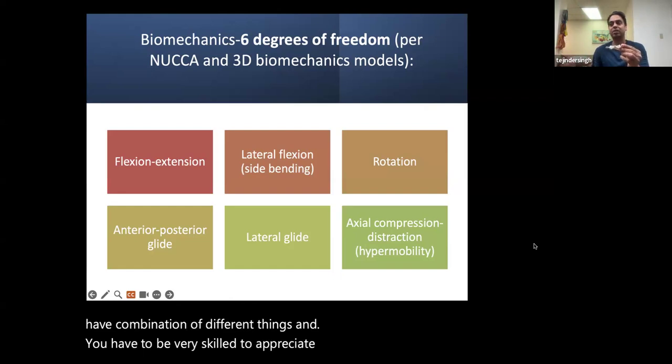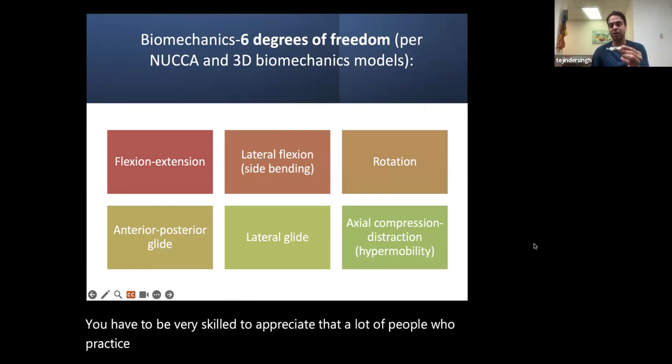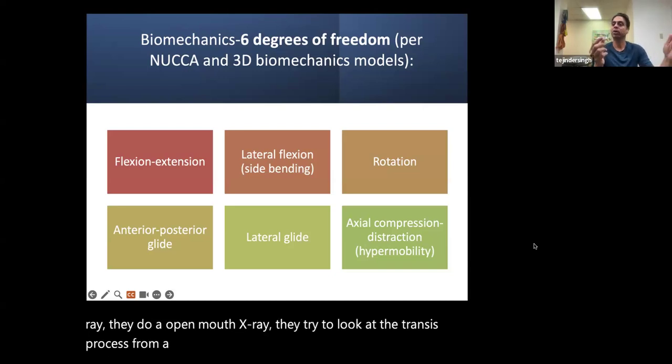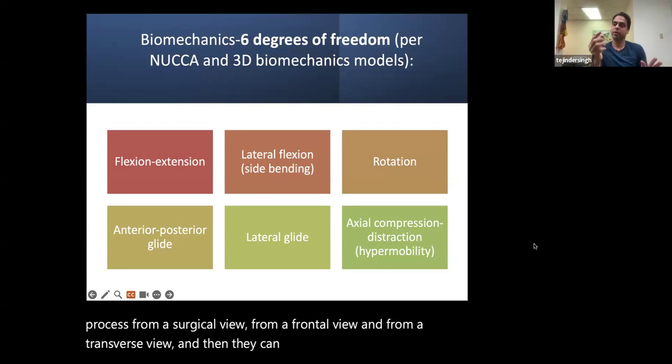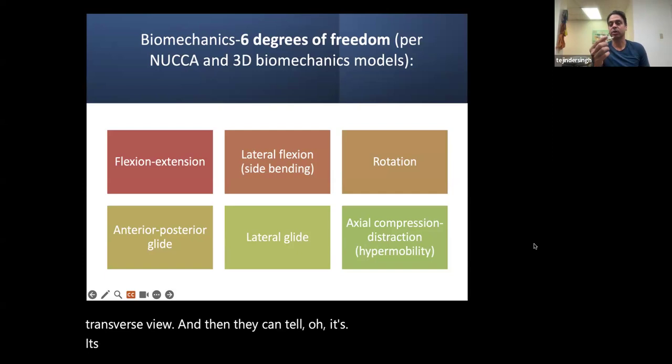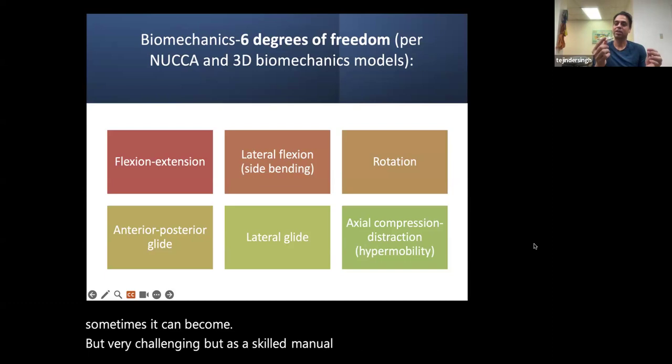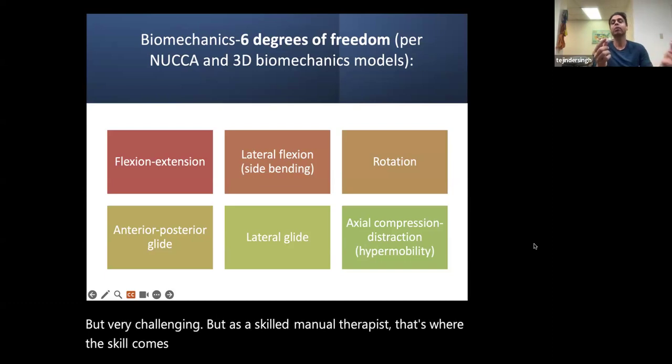A lot of people who practice Atlas orthogonal chiropractic care assess it on an X-ray. They do an open mouth X-ray. They try to look at the transverse process from a sagittal view, from a frontal view, and from a transverse view. And then they can tell, oh, it's side flexed 5 millimeters, rotated 5 millimeters. With the naked eye, sometimes it can become very challenging. But as a skilled manual therapist, that's where the skill comes from, because you should be able to pick up stuff which most people are missing.